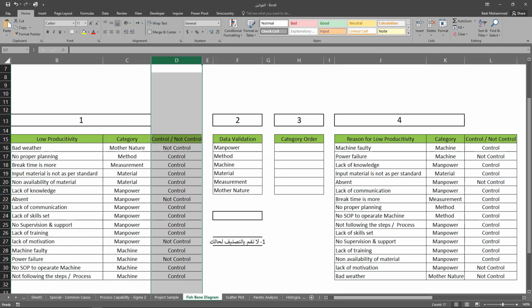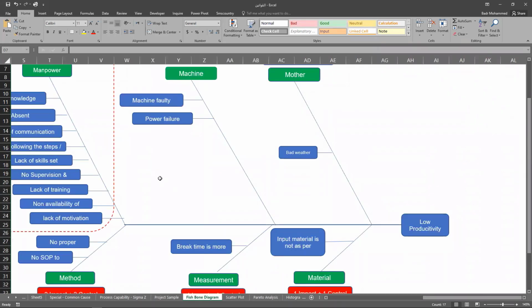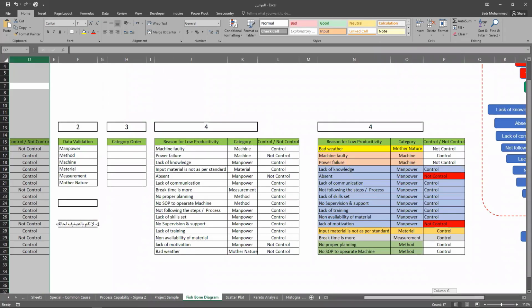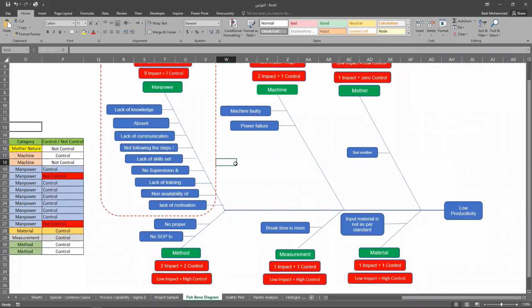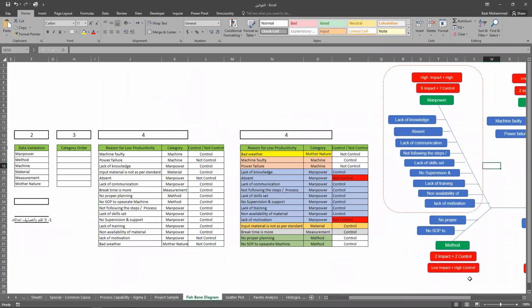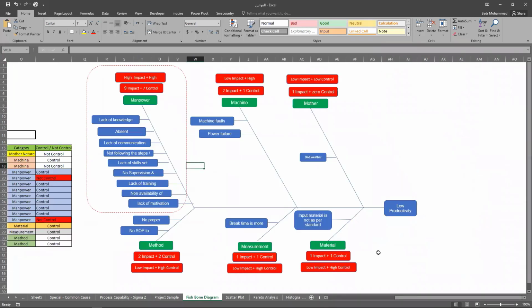Okay, so once we're done with this, you need to come to the fishbone. Now I will make it a little bit smaller. Here you need to draw the fishbone. And by the way, you are yellow belt. You are not required to build the fishbone diagram. The ones who build the fishbone diagram are the green belt, black belt and higher. So here we just give you the mechanism of building the fishbone diagram.